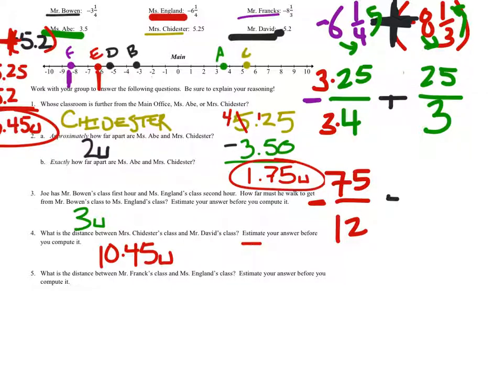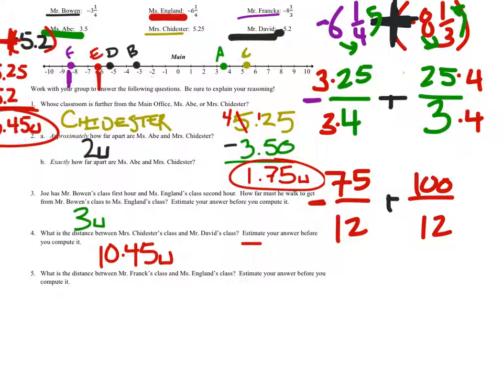Now let's go ahead and add this. We need to do the same thing to the 25 thirds. Times 4 and times 4. That gives us 100 twelfths. Something you guys need to notice is that 25 fourths is the same exact value as 75 twelfths, and 25 thirds has the same value as 100 twelfths. All we did is scale the numbers up to have the same denominators, but the value has not changed.